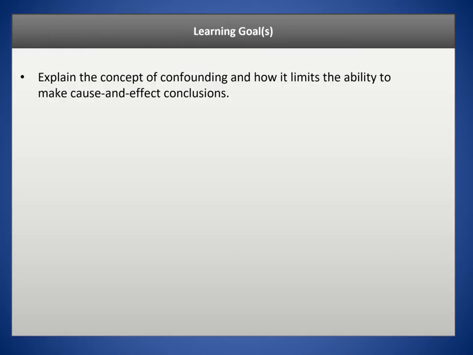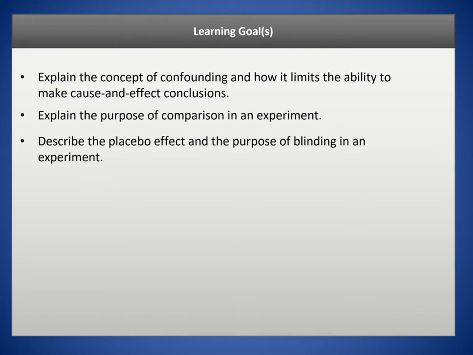In this lesson, we're going to explain the concept of confounding and confounding variables, and talk about how it limits our ability to make cause and effect conclusions when we are looking at observational studies, and just in general. The next thing we're going to talk about is explaining the purpose of comparisons in an experiment, and then describing what is known as the placebo effect, and how double blind and single blind experiments are used, and the purpose of using them in an experiment.